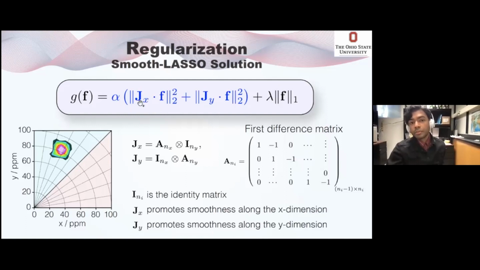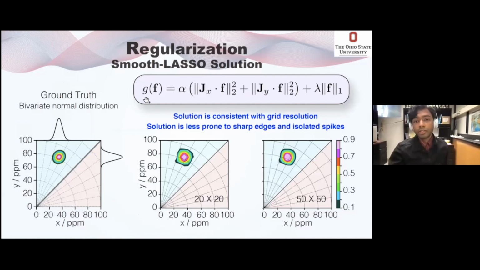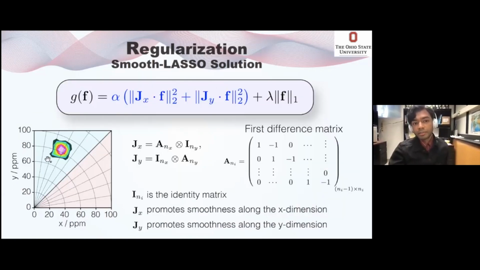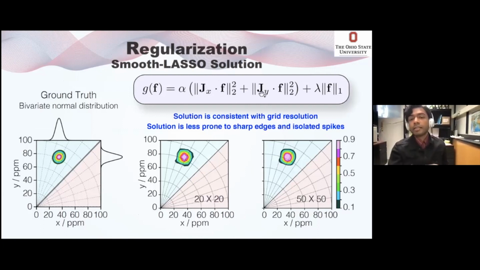But the L2 term has a smoothing penalty applied to it, where JX smoothens it along the X and JY smoothens it along the Y. And that's what the smooth-LASSO solution is. We actually didn't come up with a name. It was already published, this kind of regularization. So that's the difference between LASSO and smooth-LASSO regularization. Does that make sense?